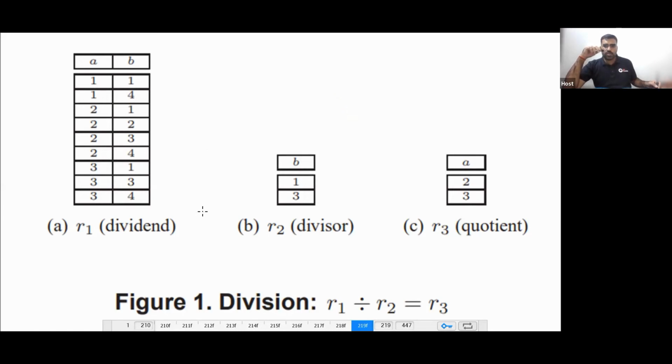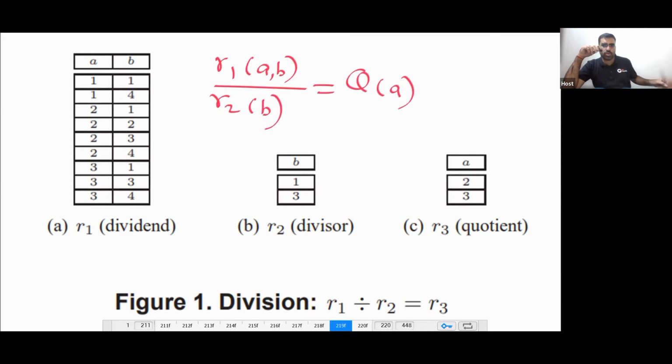Now let's do this one, you can also check. Here also the same thing is happening. You can notice in R1 you have a comma b, and in R2 you have b. So your Q will have A. Now let us see. This one is paired with one, but one is not paired with three. Yes or no? So this is not in the output.